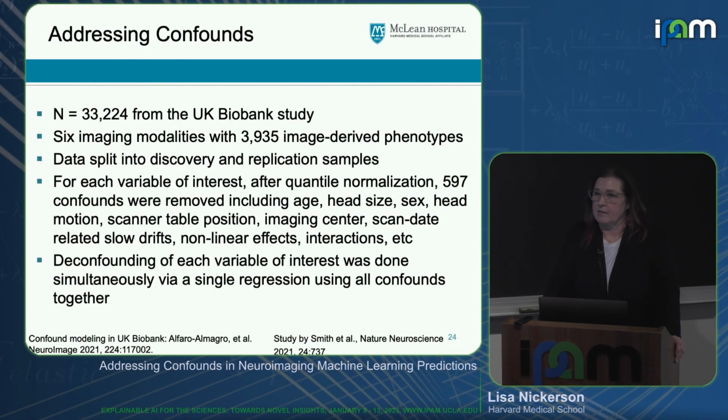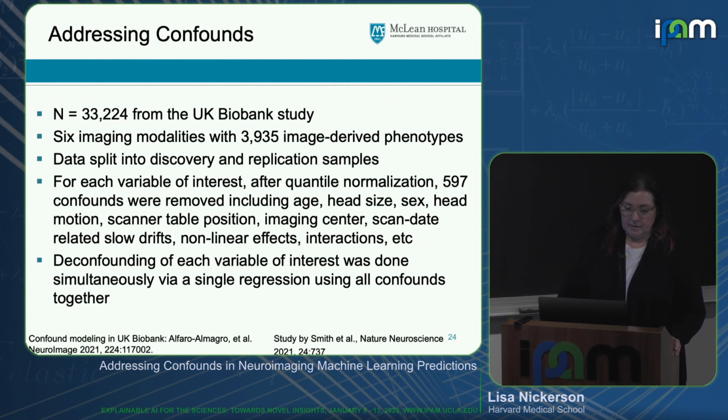So I'm going to highlight one study here published by Smith. This was a big GWAS study using the UK Biobank. It's imaging GWAS, where they looked at data from more than 33,000 individuals from the UK Biobank study. These individuals all had data for 6 imaging modalities, and they used that data to compute almost 4,000 image-derived phenotypes. So volume of amygdala, connectivity between 2 brain areas, so on.